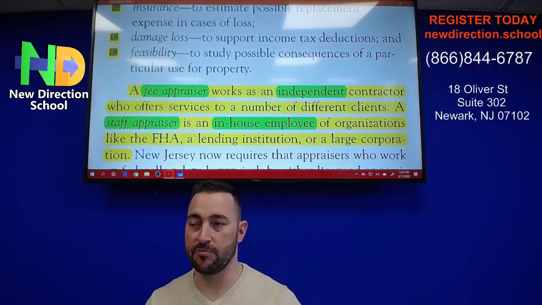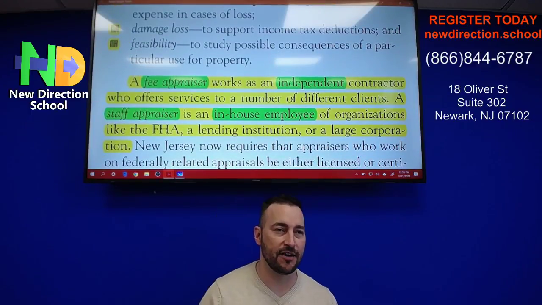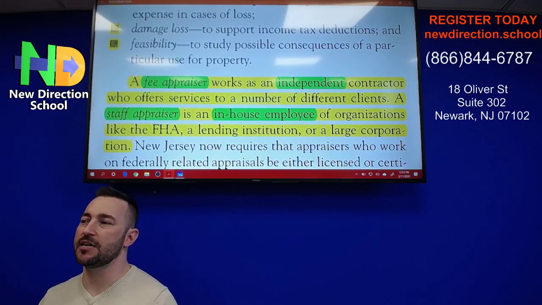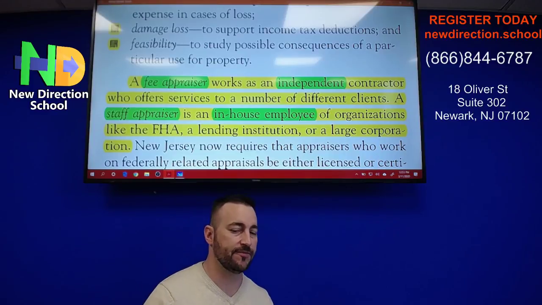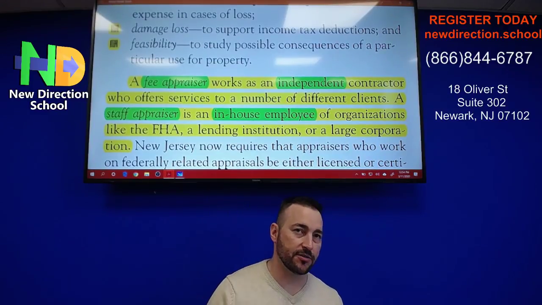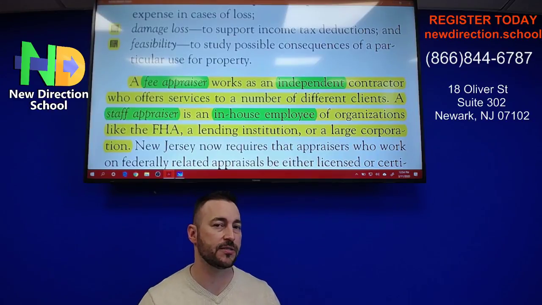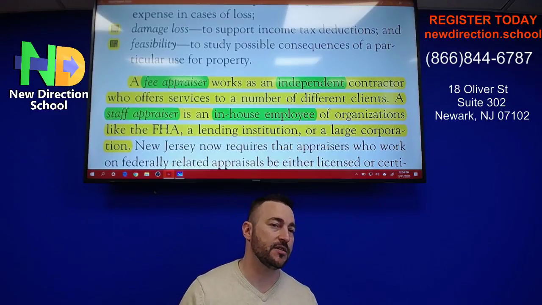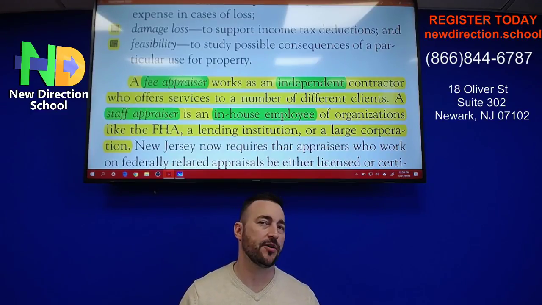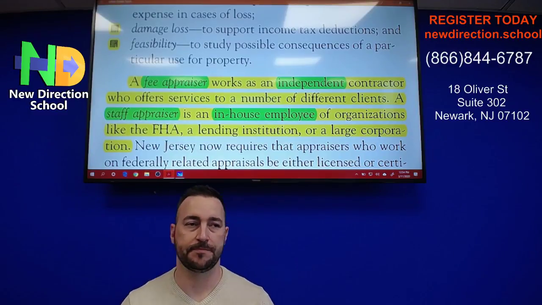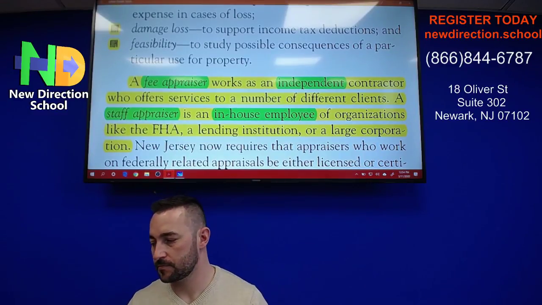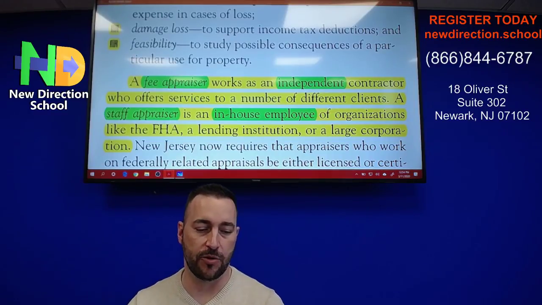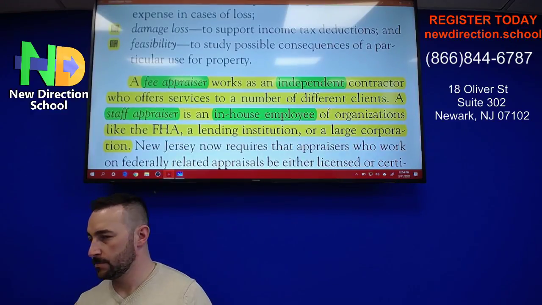We have two different types of appraisers: the fee appraiser and the staff appraiser. Look how I have it highlighted. A fee appraiser works as an independent contractor who offers services to a number of different clients. A staff appraiser is an in-house employee of organizations like FHA, a lending institution, or a large corporation. What you need to remember for the state exam is: fee appraiser, independent; staff appraiser, employee. Good?